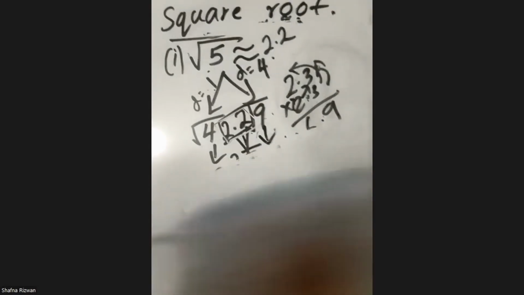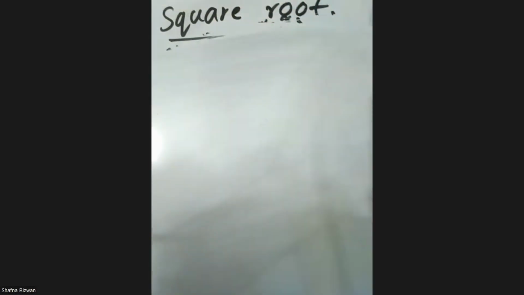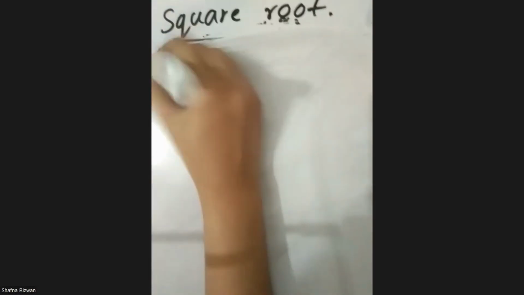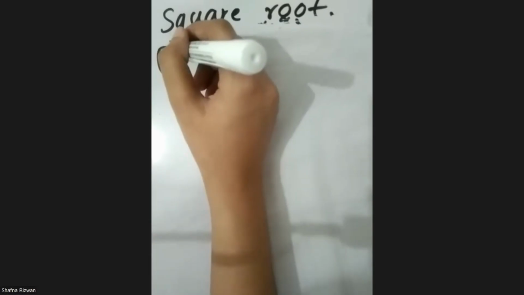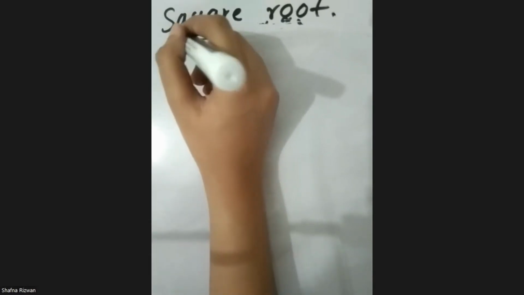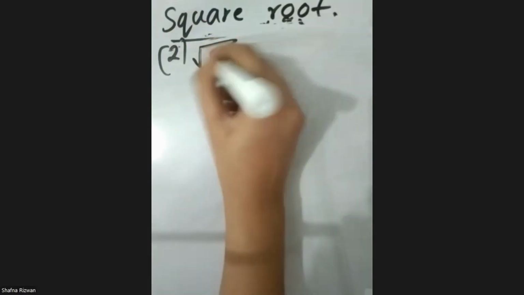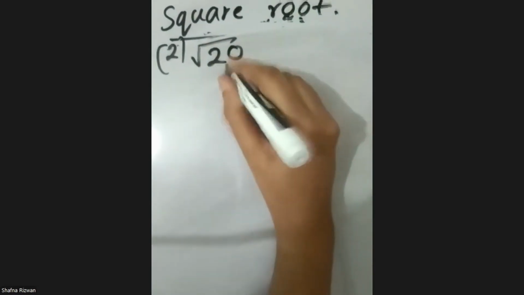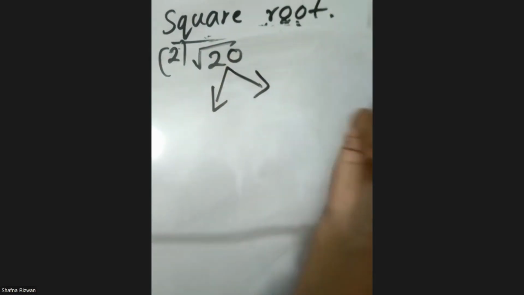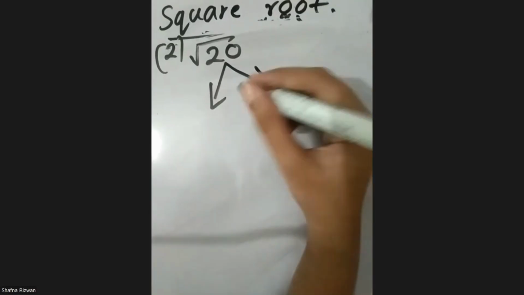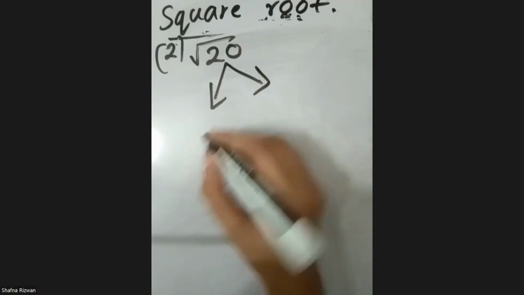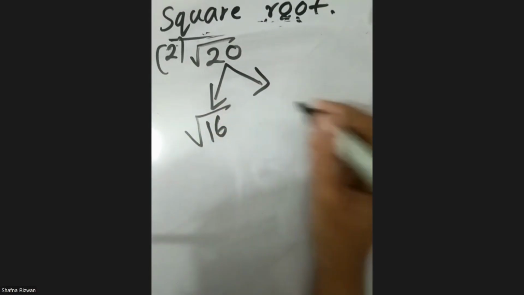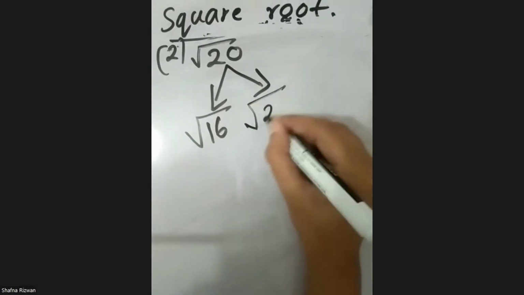Now let's go toward our second question. In the second question, they have given you 20. Now let's see what are the two values which are approximate. One will become 16, and then another one, what can you take? 25. You can take 25.